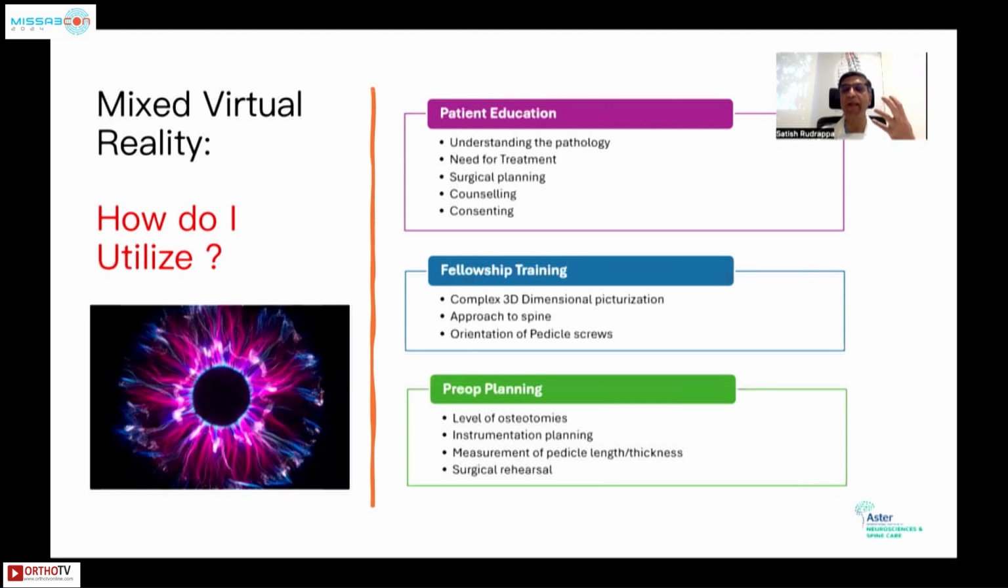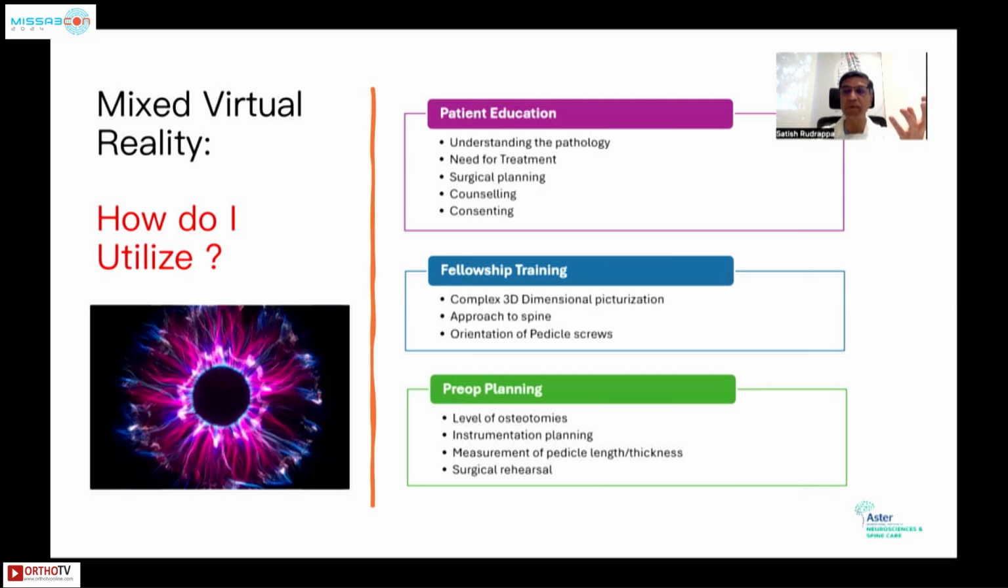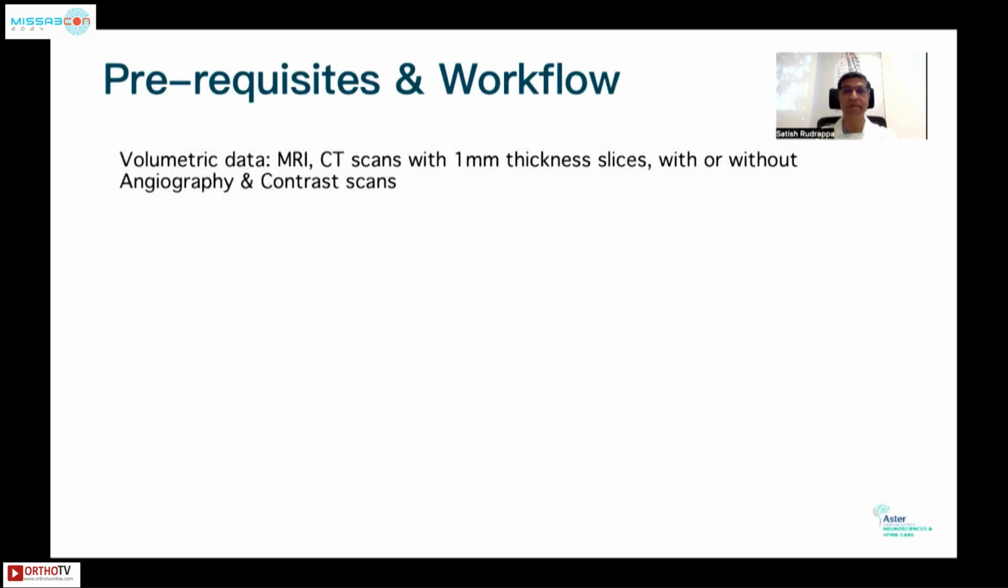And pre-op planning, even for a surgeon like me, especially when I do a CV junction or a complex kyphosis or scoliosis. Today I use this virtual reality, where I can understand where I have to do the osteotomy, where I have to instrument, where I need not instrument, measure the pedicle size and orientation of the pedicle, and I can have a kind of surgical rehearsal using this model. I'll give you a case example of how I utilized it.